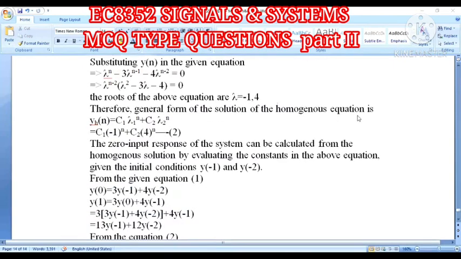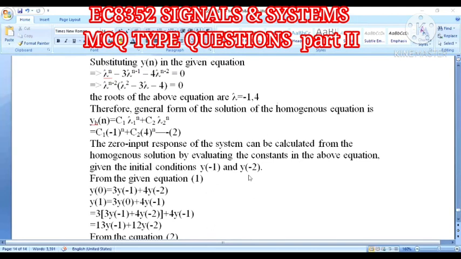Therefore the general form of the solution of the homogeneous equation is YH of n equal to C1 lambda 1 power n plus C2 lambda 2 power n. So this is the general format. C1 into lambda 1, I substitute minus 1, the first root, and lambda 2, the second root, I substitute here. Then the zero input response of the system can be calculated. First, I found the general form. Next we move on to the zero input response for the homogeneous equation solution.